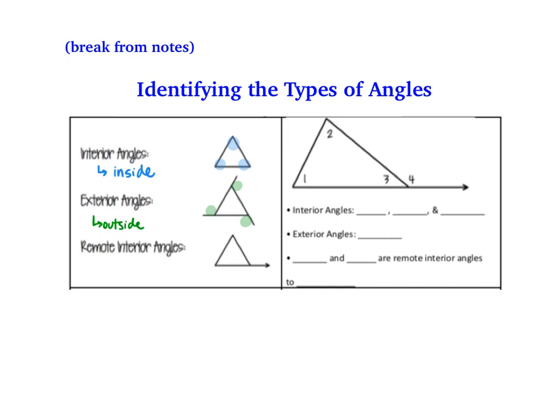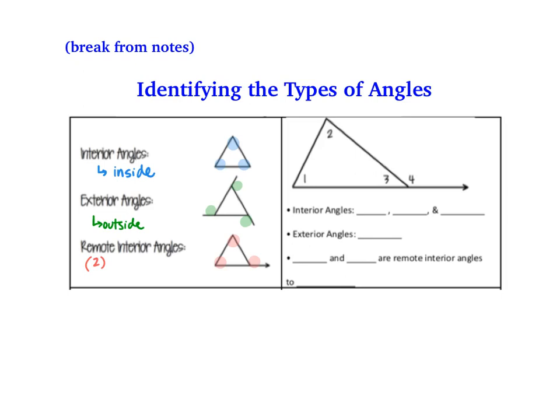Remote interior angles are the two inside angles not next to the exterior. So if this was my exterior angle, the two remote interiors would be here and here. So only excluding the one that's next to it, everything else.